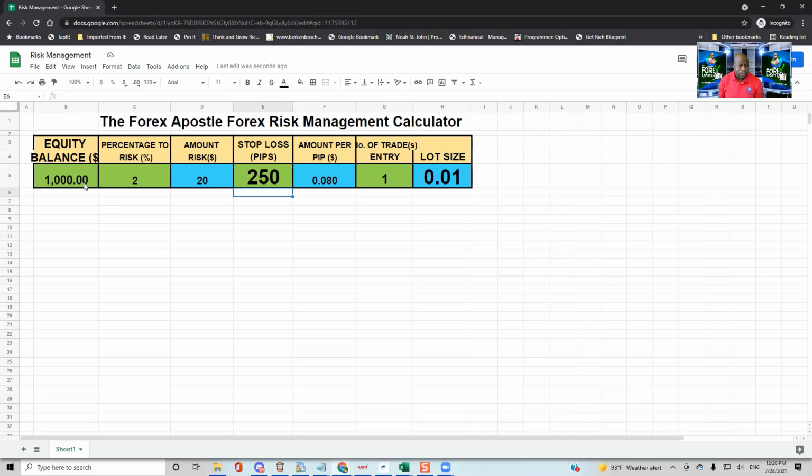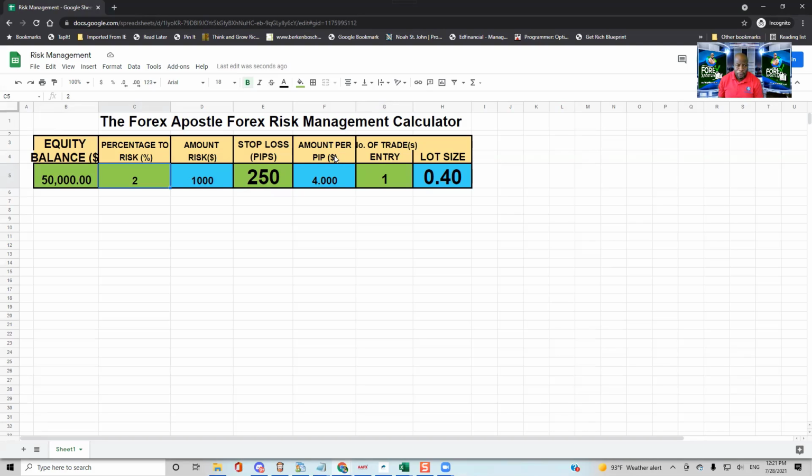So let's say you have an account of $50,000 and I want to risk 2% on a particular trade. It therefore means that my stop loss should not be more than $1,000. So even if you lose that trade, you still have $49,000 in the account.